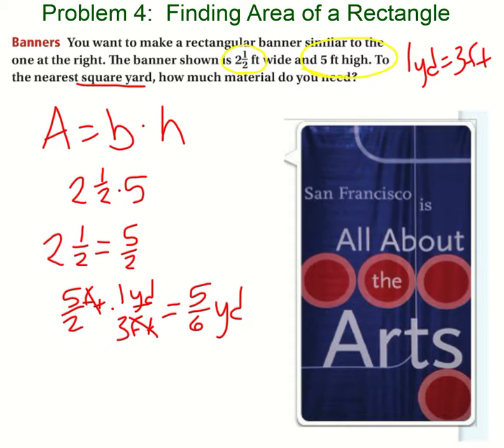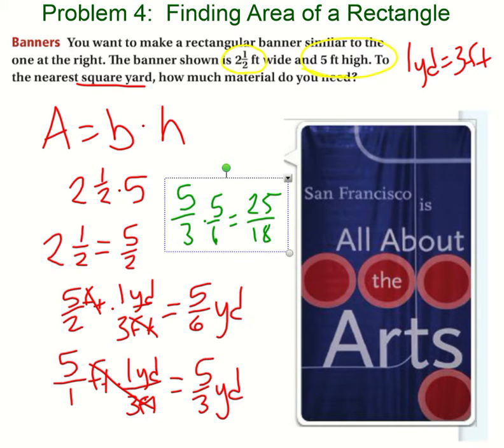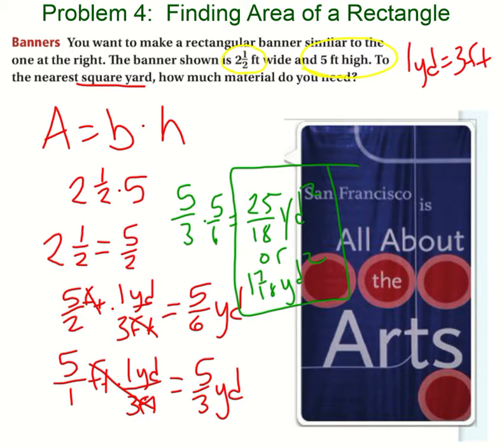To do the same thing for 5 feet, 5 is the same as 5 over 1 feet times 1 yard over 3 feet. Our feet cancel out, which leaves us with 5/3 yard. So now we go 5/3 times 5/6. That gives us 25/18 yards squared, or 1 7/18 yards squared. And there you have it.